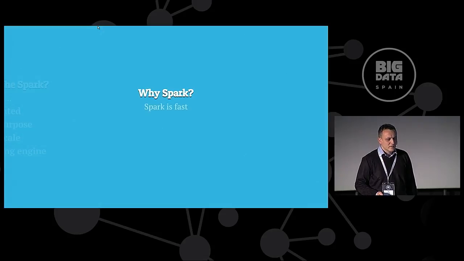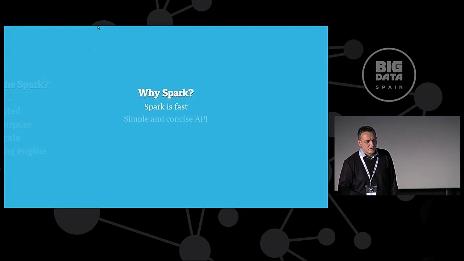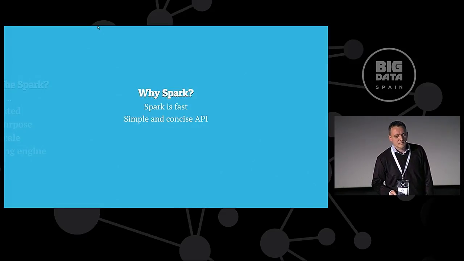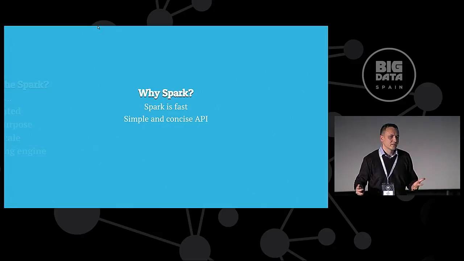Why would you use Spark? It's fast. I guess by now everybody knows it can be 100 times faster than Hadoop's MapReduce. It has a simple and concise API, which is not that unique anymore. There are some other frameworks that have similar conciseness, and it's a functional API, which is a good fit for these kinds of tasks.